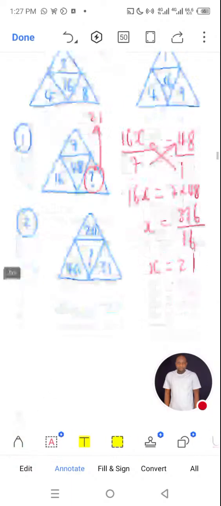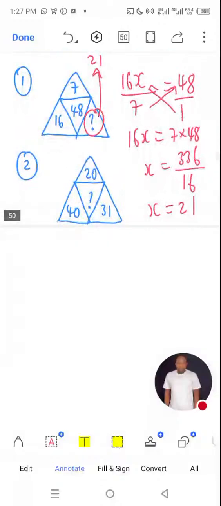Okay, what about number 2? Yes, what about number 2? What about number 2? Who is helping us with that? Anybody?